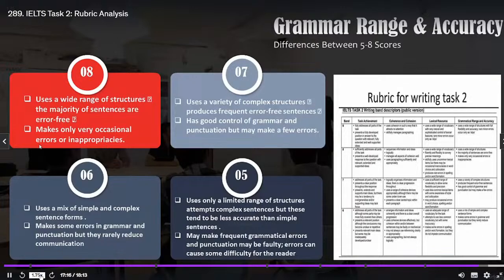Now, if you're getting a 5 in your grammar, that means you're only really doing simple sentences correctly. You're trying compound and complex sentences, but you're making mistakes in doing it. And you're also making grammatical mistakes in verb tense, subject-verb agreement, all of those basic level foundation mistakes. That's what you have to avoid.